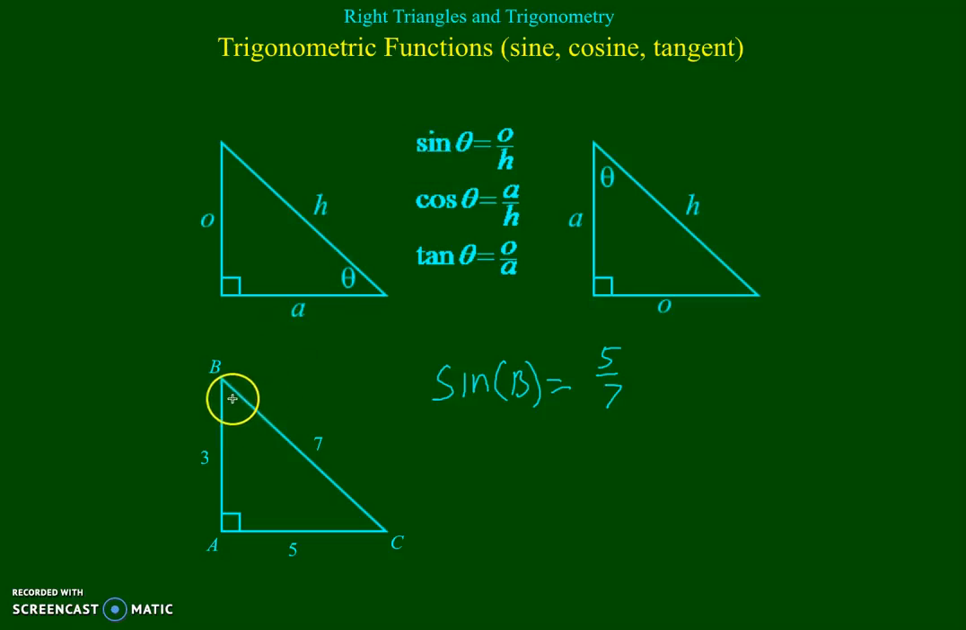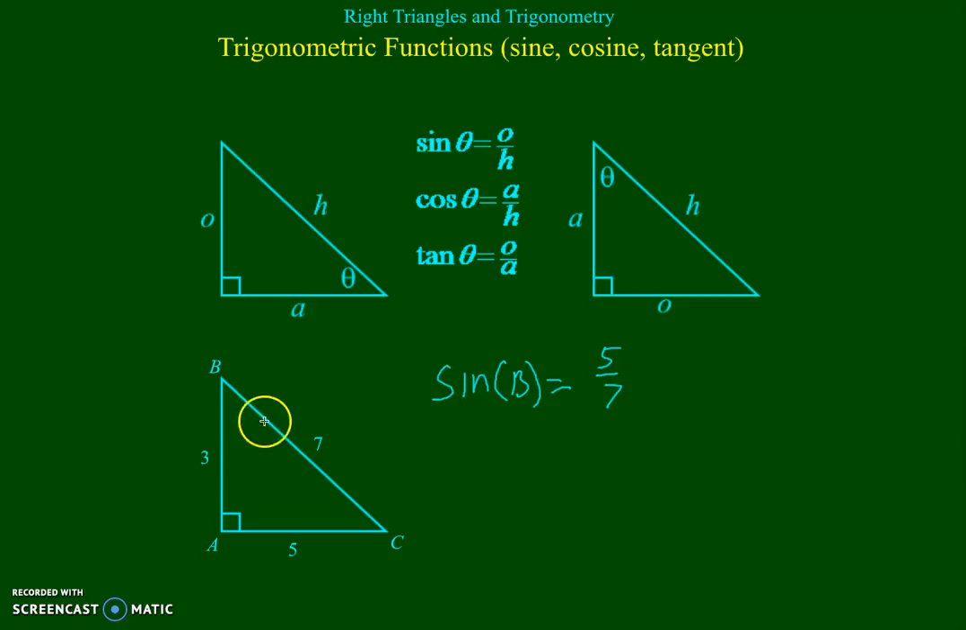Some, old. Old is opposite. So O stands for opposite. Opposite from angle B is 5. Horse, hypotenuse. Some, old horse. And that's all there is to it.